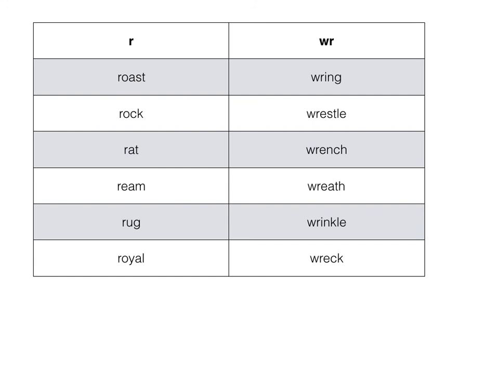And if you dictate roast, I would ask how come it's not a WR? And when you dictate wreath, why is that a WR? How come wrinkle is a WR? Why is rat not?